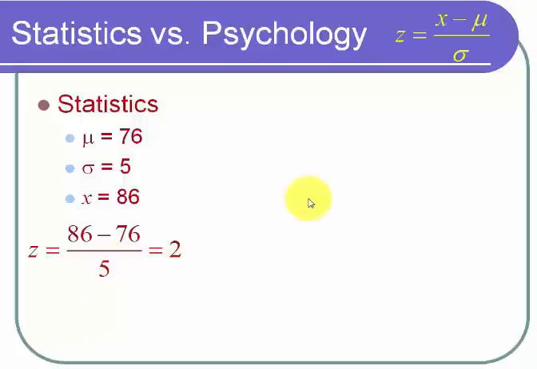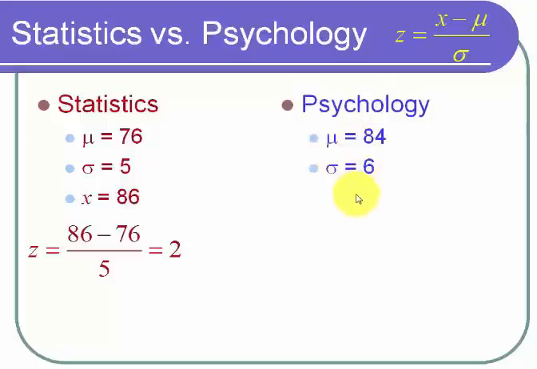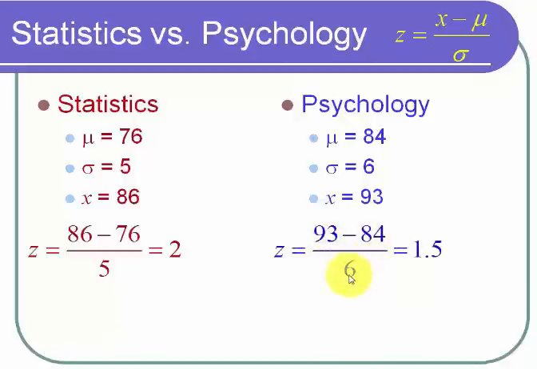For Juan's psychology final, the mean was 84, the standard deviation was 6, and Juan's score was 93. Let's put that into the z-score formula. So z was 93 minus 84 divided by 6, and I got 1.5. So notice that Juan's z-score for the statistics final was higher than Juan's z-score for the psychology final.